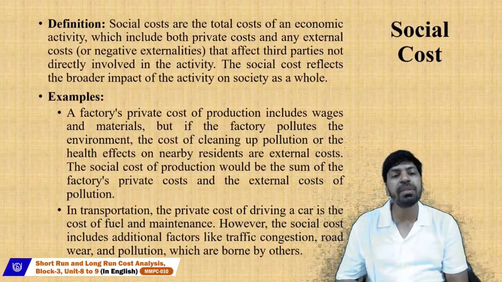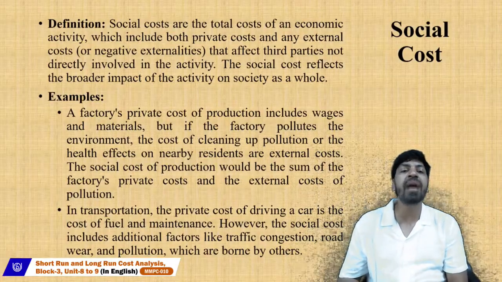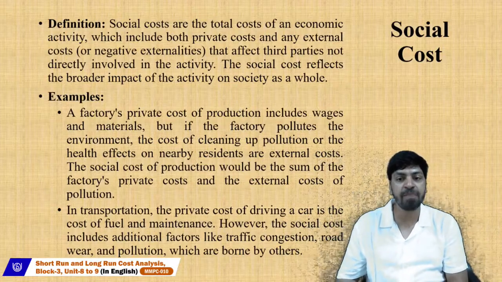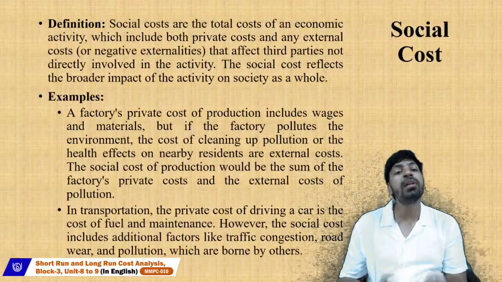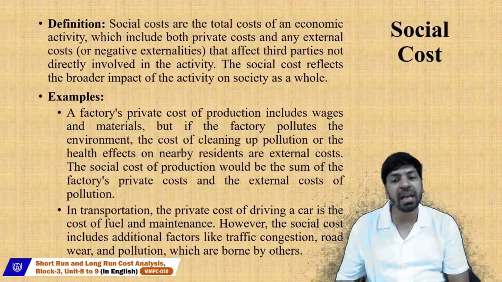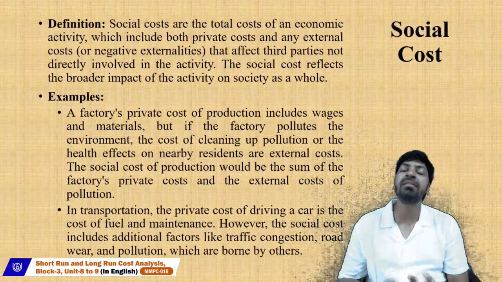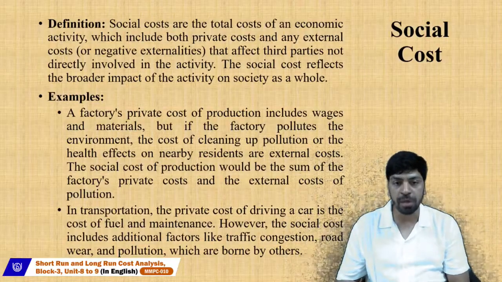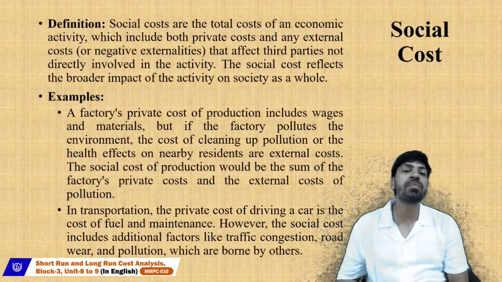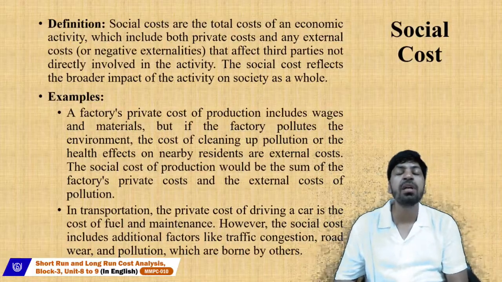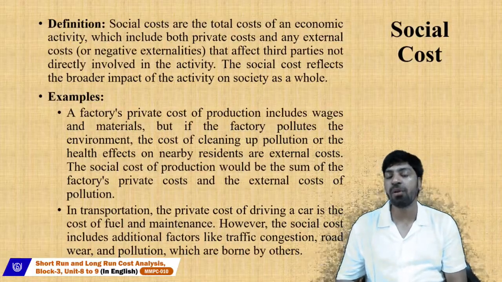Let's take an example in a factory. Private cost of production includes wages and materials, but if the factory pollutes the environment, the cost of cleaning up the pollution or the health effects on nearby residents are the external cost. So the social cost of production is the summation of the factory's private cost and the external cost of pollution.